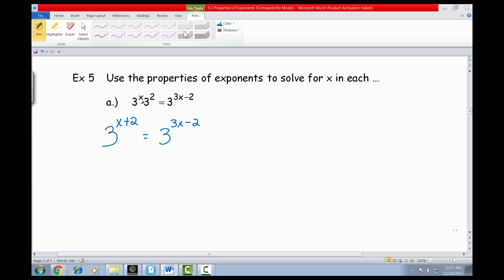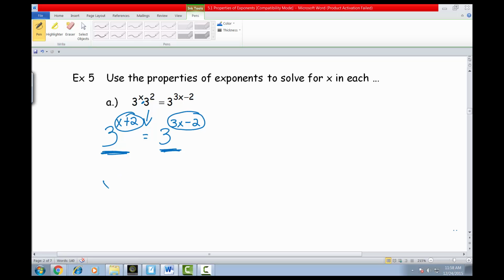Now if we take a step back and look at the situation, we have 3 raised to the x plus 2 on the left side. We also have 3 raised to the 3x minus 2 on the right side. If this is a true equal statement, we notice that the bases are exactly the same. In this case, they're both 3. Then, by the law of equations, the exponents must also be the same. If this is going to be a true equation, the bases are already the same, so the exponents would have to be the same in order for this to be a true statement.